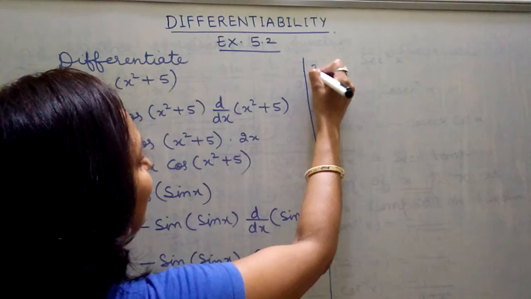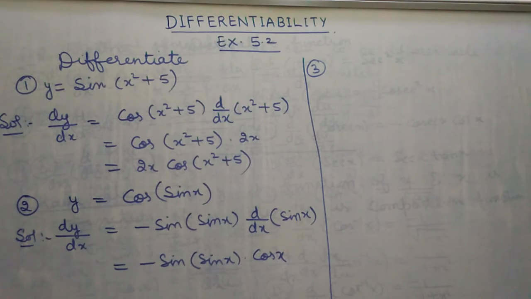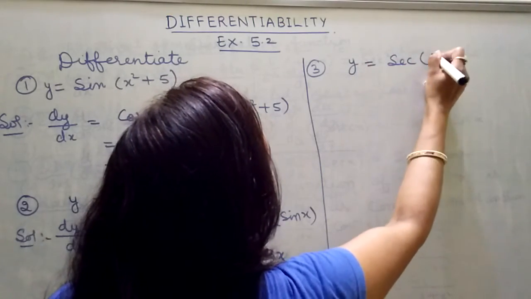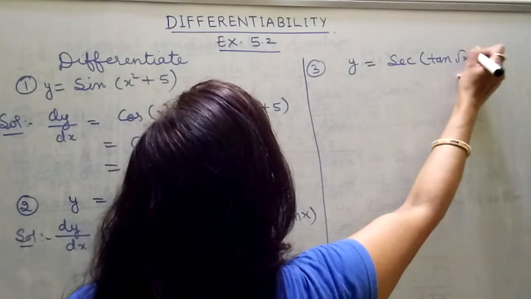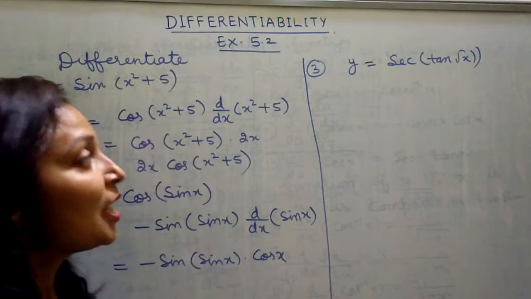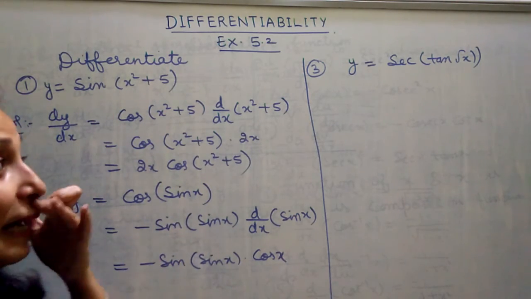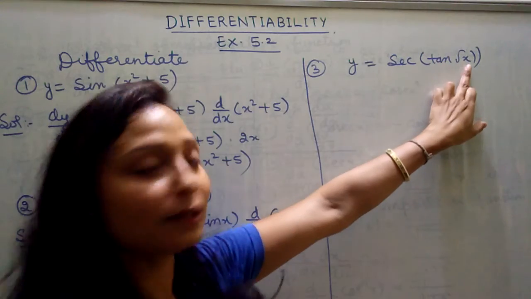Now come to the third question. What is the third question? The third question is secant of tan of root x. You have to take secant tan root x. This is a little bit lengthy because in the previous two we have only two functions. Here we have 1, 2 and 3 functions.